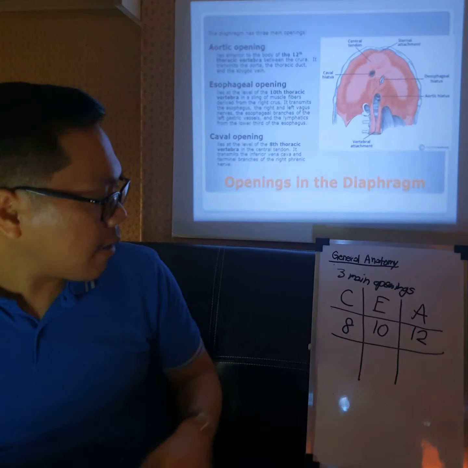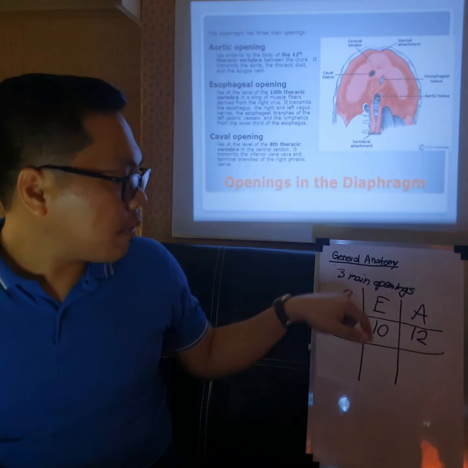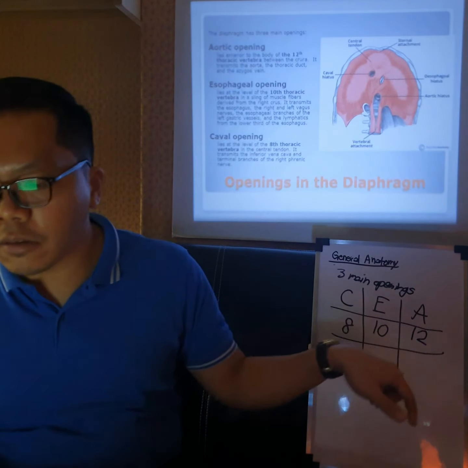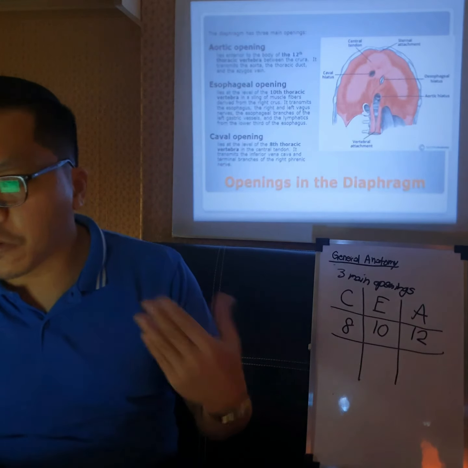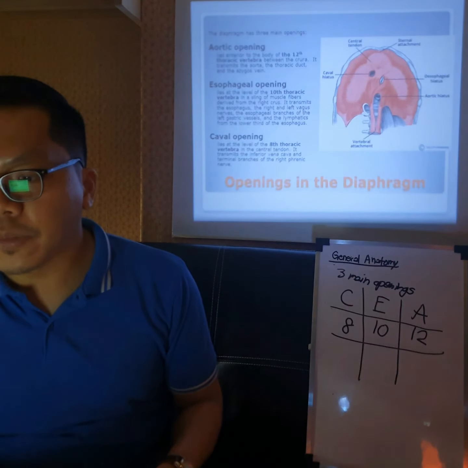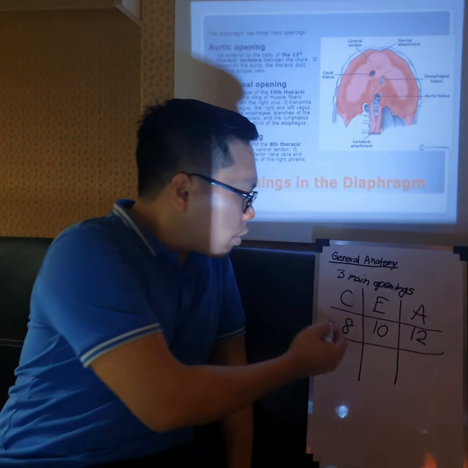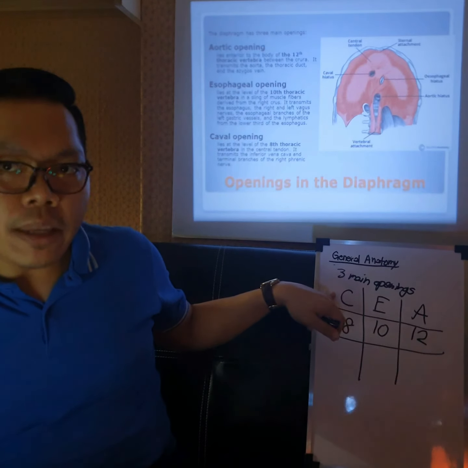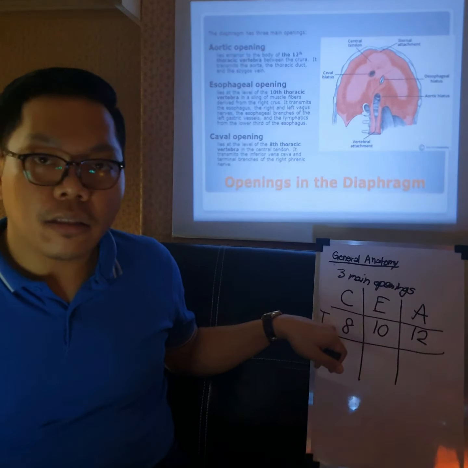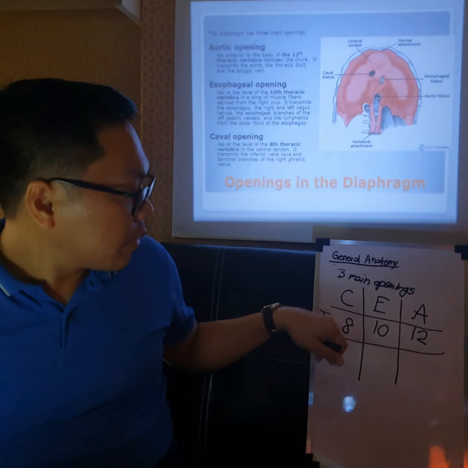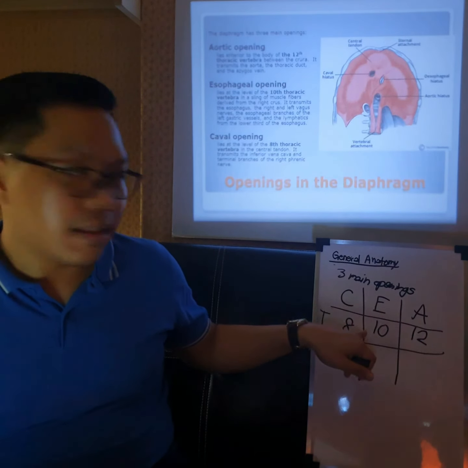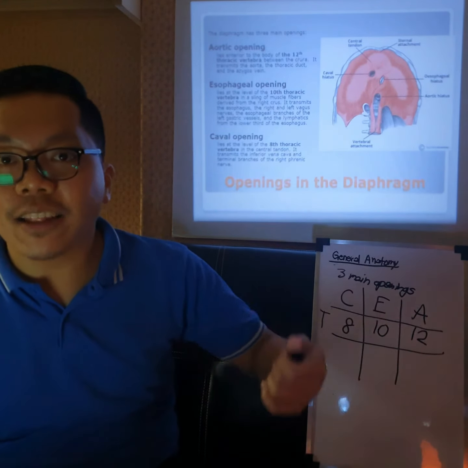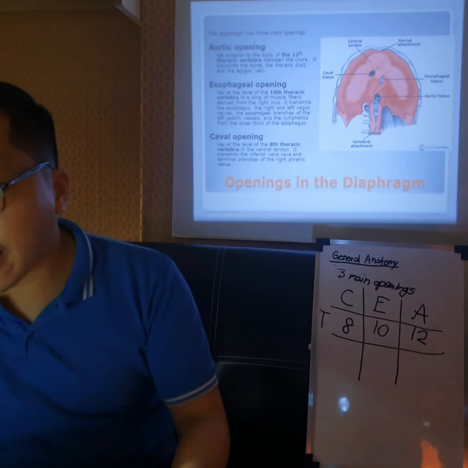And what else do we have to know? So, CEA, caval, esophageal, aortic. 8, 10, 12. Ano naman ibig sabihin ng 8, 10, 12 na yan? So, it stands for the thoracic vertebra. Naka-level niya. So, kung thoracic siya, lagyan mo lang ng T sa umpisa. So, the caval opening is at the level of the T8, thoracic vertebra number 8. Esophageal opening, T10. Aortic opening, T12. Okay, CEA 8, 10, 12. Okay, para hindi tayo malito.